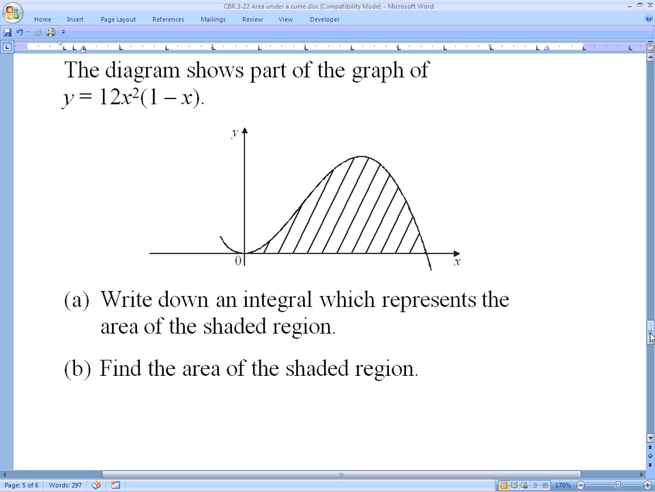Diagram shows part of a graph. We have it here in factored form, 12x squared times the quantity 1 minus x. We know that must have been a cubic because if we distribute our 12x squared with the negative x, we would end up with an x cubed. So we see a piece of a cubic here. And we just want to know what our area is in the shaded region.